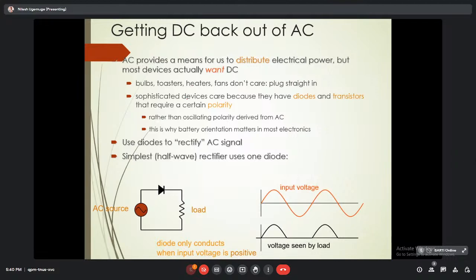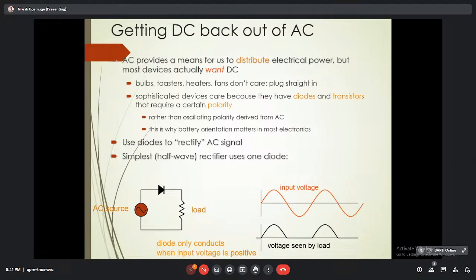But we have some sophisticated devices, as I have mentioned, like television, laptop, or radio, or similar kinds of devices. The sophisticated devices care because they have diodes and transistors, and that requires a certain polarity, rather than the oscillating polarity derived from the AC. AC, as we know, has a frequency of 50 hertz, whereas the frequency of DC is 0. That is why, if we want to use components like diodes and transistors, we are forced to use DC instead of AC.